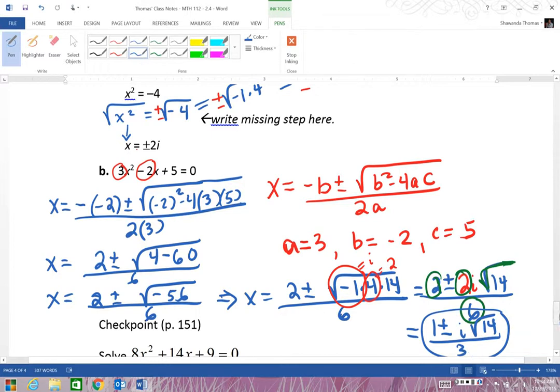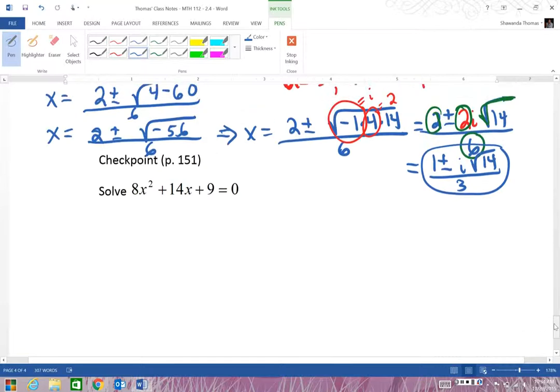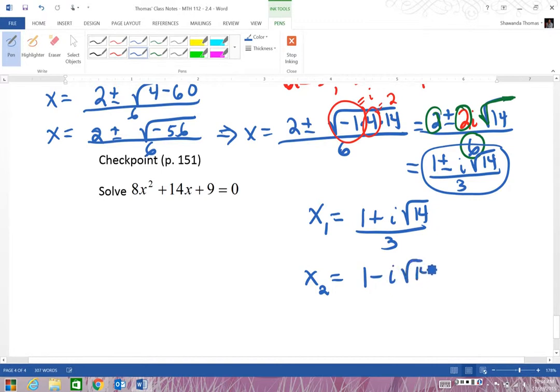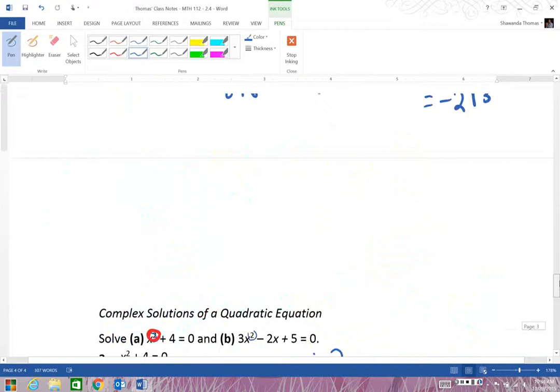So your two solutions are, and let me write it out. Let's call the first solution x of 1. It would be 1 plus i times the square root of 14 over 3. And x of 2 would be 1 minus i times the square root of 14 over 3. So those are your solutions. And that's basically a tutorial of complex numbers in a short time.